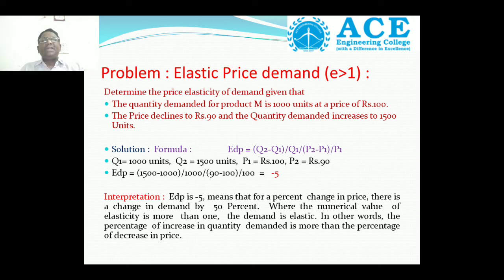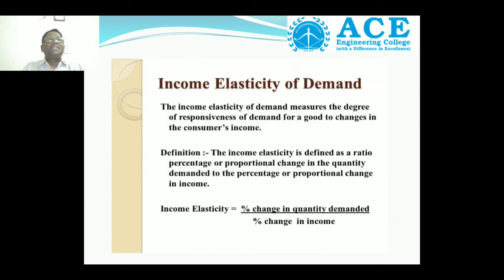The next one is income elasticity of demand. Income elasticity of demand measures the degree of response of demand for a good to changes in the consumer's income. What is the difference between price elasticity and income elasticity? The numerator is not changed. What is the numerator? Percentage change in quantity demanded. Only the denominator changes. There we take the percentage change in price of product X, whereas here it is the percentage change in income.